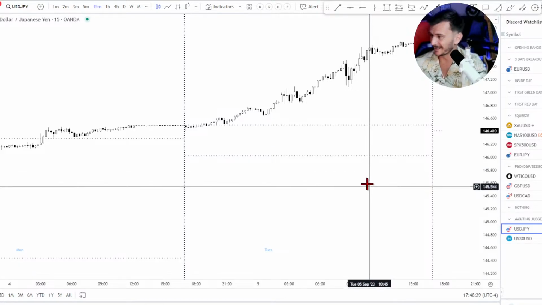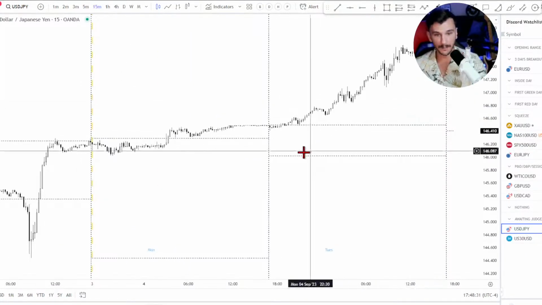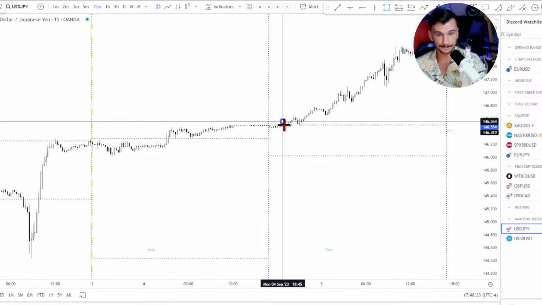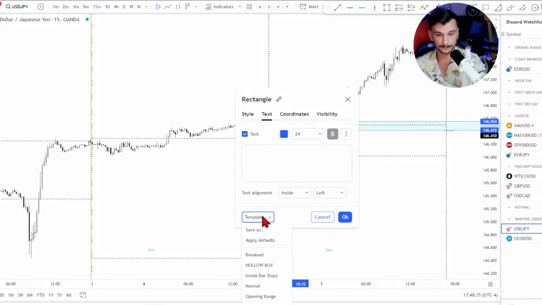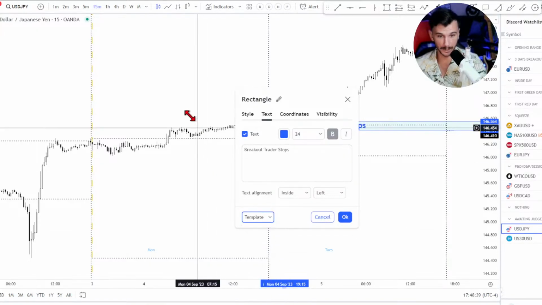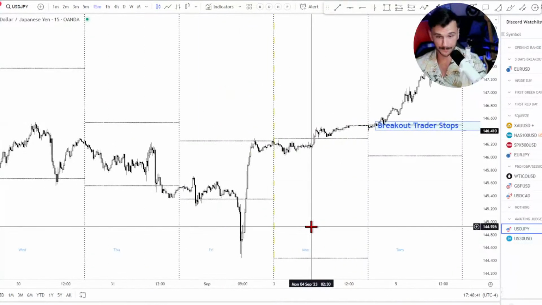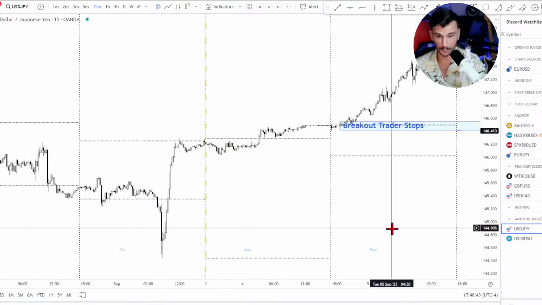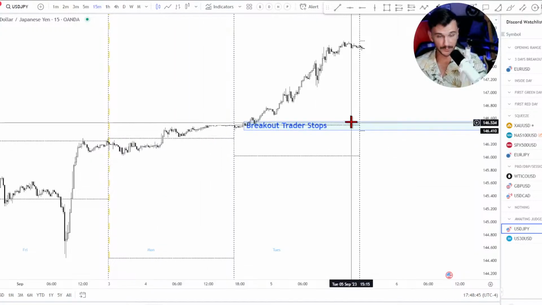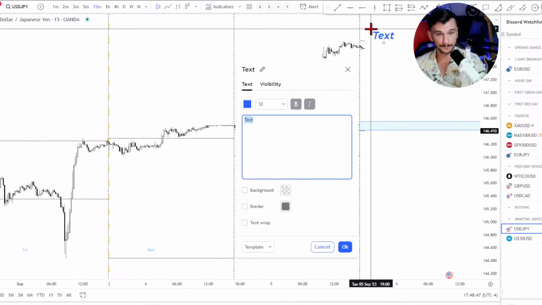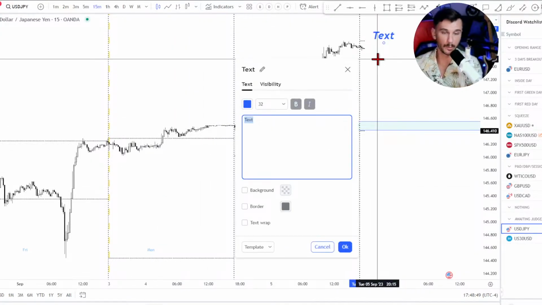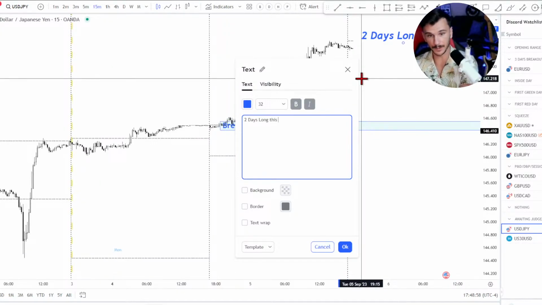Super sophisticated, yeah. Okay, so obviously a breakout level all the way down here. And I've got my breakout. There we go. Breakout trader stops. Peak formation, push 1, push 2. So we've got 2 days now of breakouts in the market, but obviously we've only got 1 push out of the opening range. 2 days of longs in the market. And that's 2 days of longs this week.